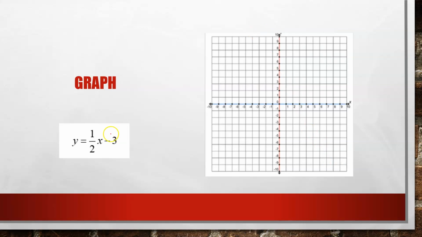This next one, our starting point or our y-intercept is negative 3 on the y-axis. Our slope is 1/2. So up 1 over 2, rise 1, run 2. Now we're going to go the opposite direction. Now make them both negative instead of positive. So down 1, left 2, down 1, left 2. Continue the pattern like that.